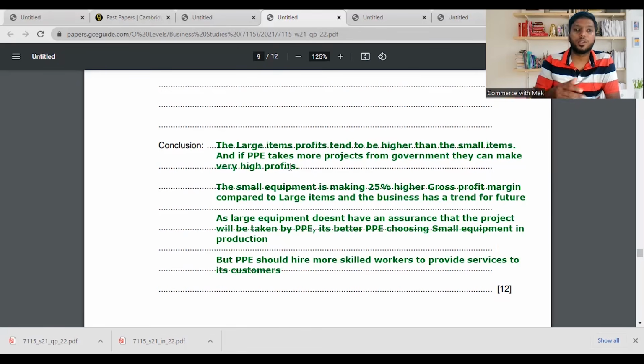So I have given a conclusion. It's better you switch to choosing small equipment in producing, then you can make high profits, as there's a trend going on for this type of project. But PPE should hire more skilled workers. On the other side, though, if you take the small equipments, you need to hire more skilled workers.